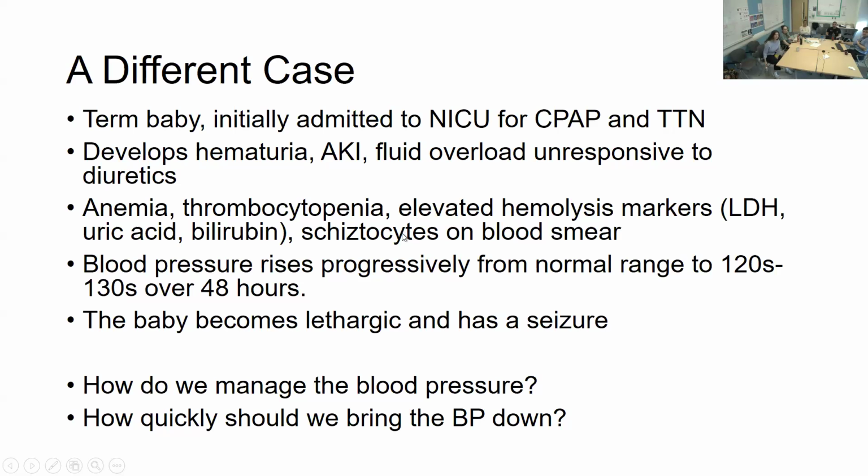Initially had some TTN, and then over a couple of days develops hematuria and AKI, becomes fluid overloaded, and has anemia, thrombocytopenia, and hemolysis. Then the blood pressure starts to increase quite significantly, and the baby starts to have seizures. So how do we manage the blood pressure in this situation, and what are our targets for managing the blood pressure as well? Have you guys seen or thought about this?